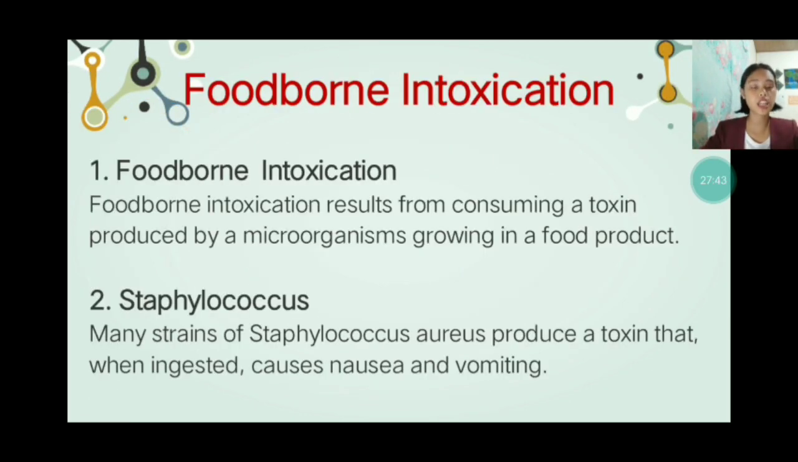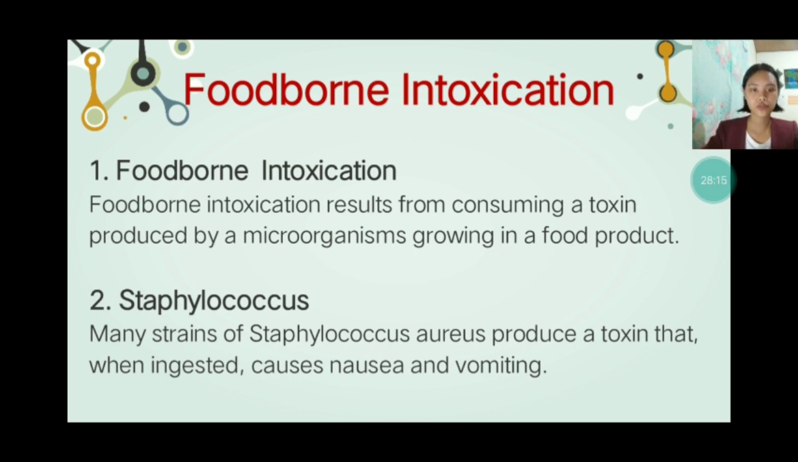Foodborne intoxication results from consuming a toxin produced by microorganisms growing in a food product. It is an illness that results from consumption of an exotoxin produced by microorganisms growing in a food product. When such a food product is ingested, it is the toxin that causes illness, not the living organisms.